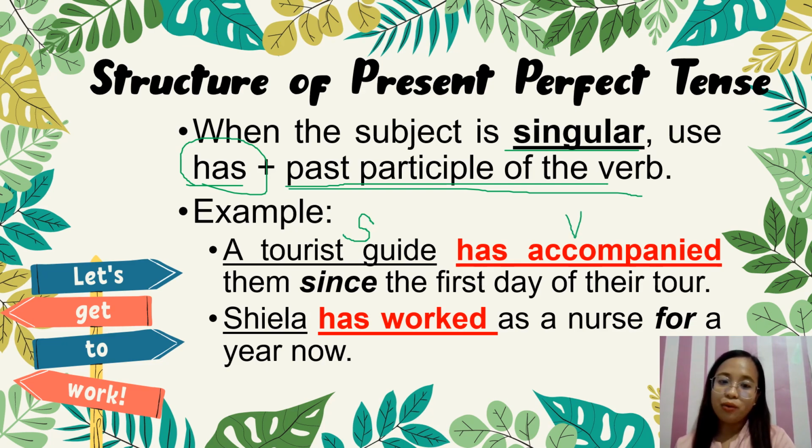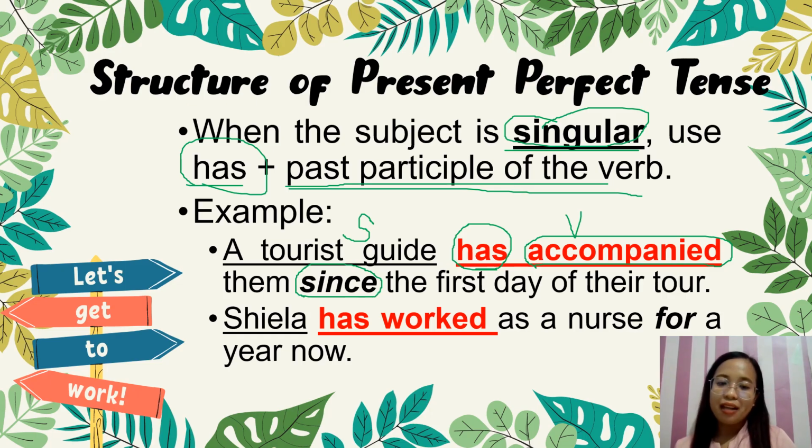O, di ba? Yung tourist guide is singular. Okay? Isa lang siya, guide. So, kaya gamitin natin yung word na has. Tapos, yung main verb natin, dapat nasa past participle siya. Kaya, accompanied. Okay? And notice, class, gumamit tayo ng word na since. So, yan. Pag may word tayo na since, pwede siyang maging present perfect tense.